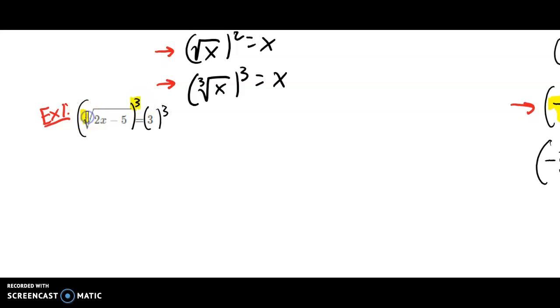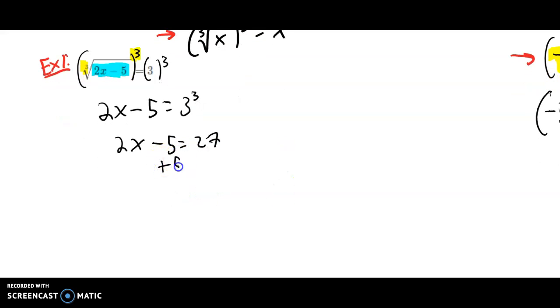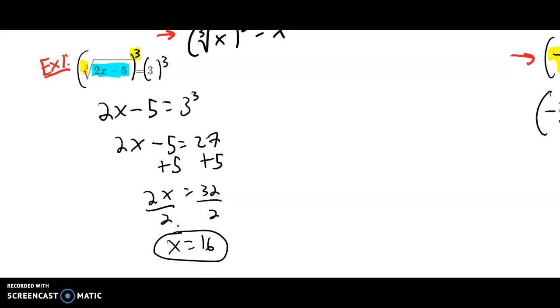These threes cancel. So I'm just left with what's on the inside, which is my 2x minus 5 equals 3 cubed. 3 cubed is 27. And now I'm just solving for x. Add the 5. 2x equals 32. Divide by 2. And x is 16. Only one answer. No need to check. Great.